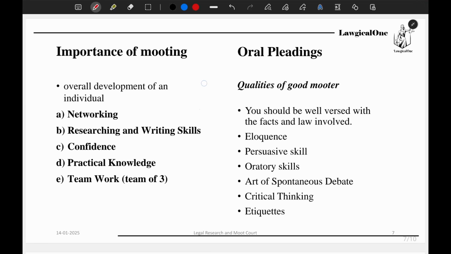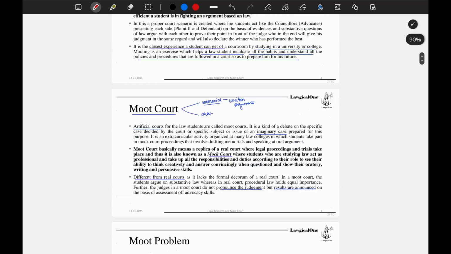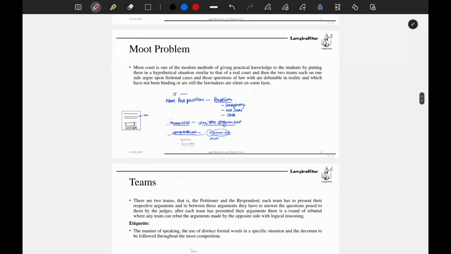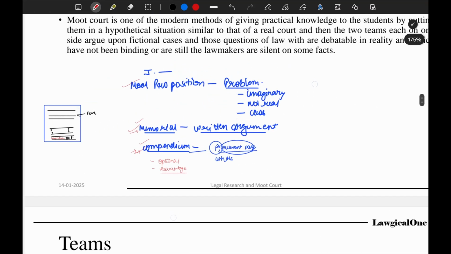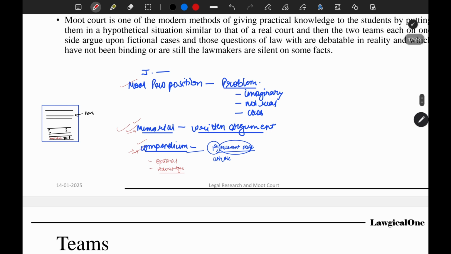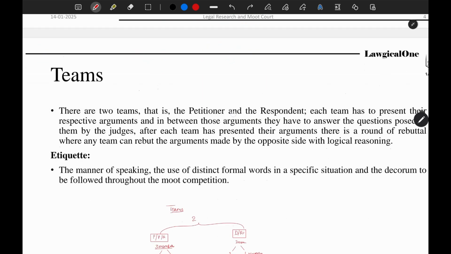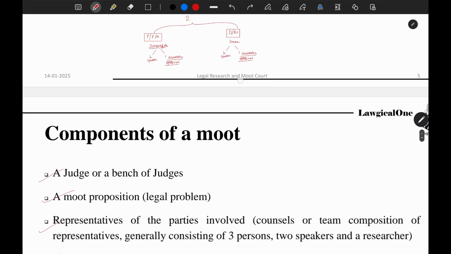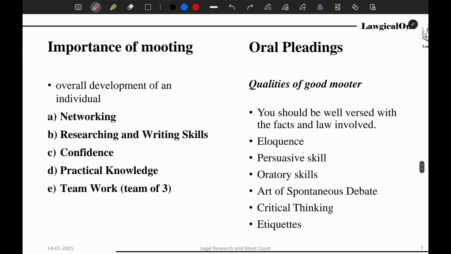In our last video, we talked about what is a moot court. Okay, what is a moot problem? We talked about memorial, we talked about compendium. Okay, we talked about teams. Now we need to talk about why mooting is important.